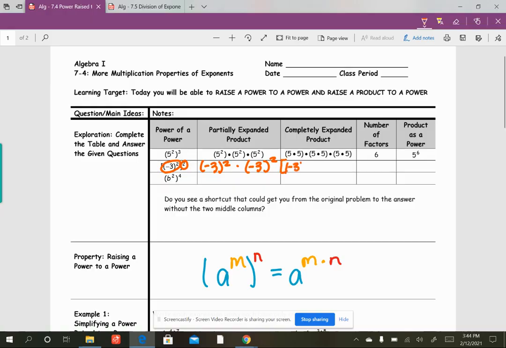So then again, if we think of this, we know what negative 3 squared is. Again, I'm going to rewrite this because this is sloppy. So this is negative 3 times negative 3 times, again, negative 3 multiplied by a negative 3. So our number of factors, we have 4 of the negative 3s, and it ends up being negative 3 to the 4th.